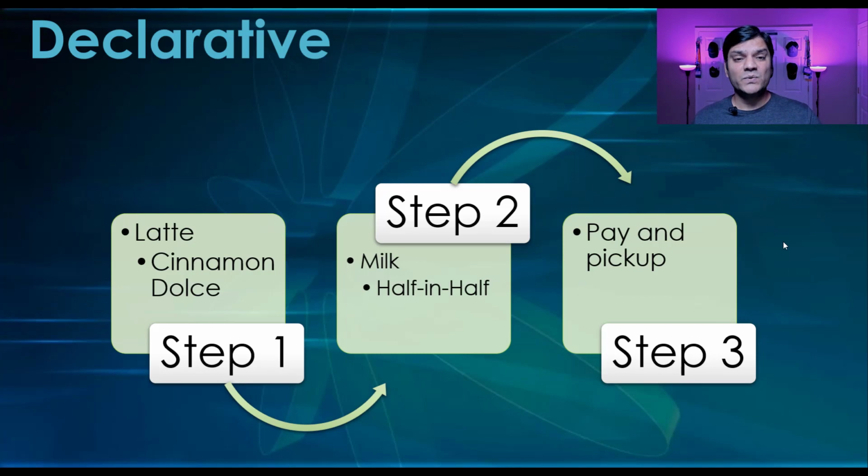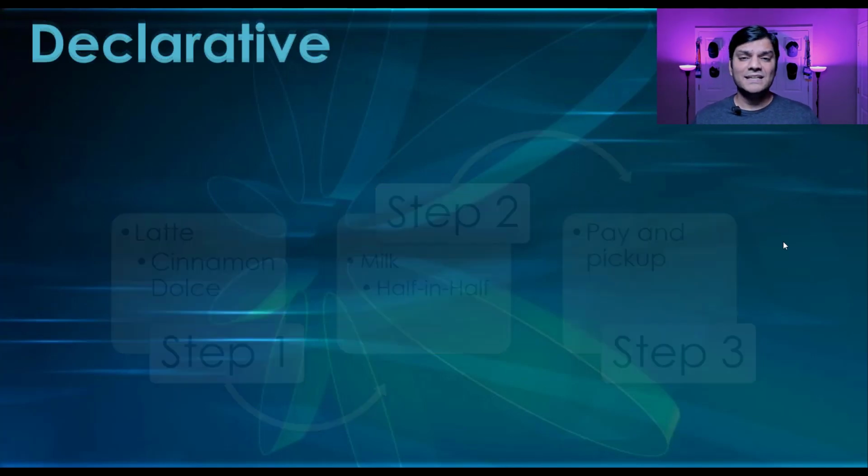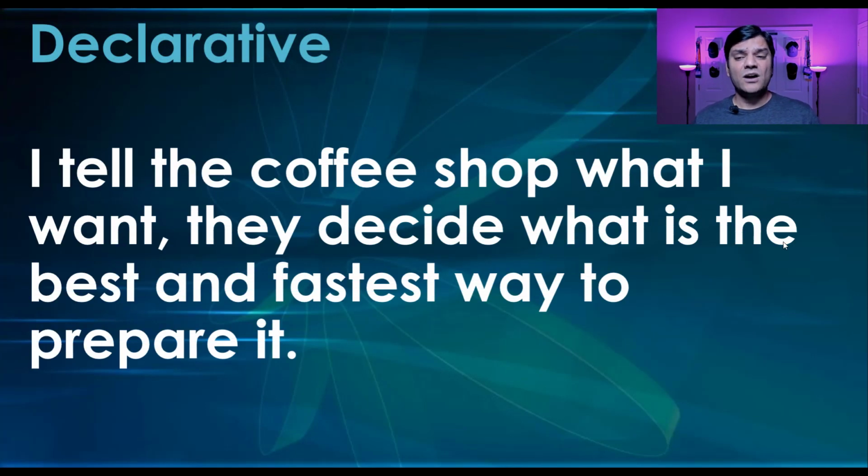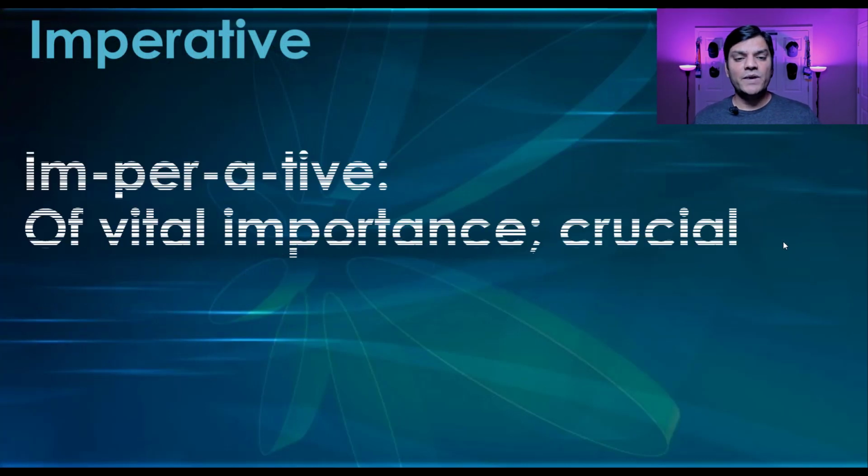That's just me going through a declarative process, which in this case is a coffee shop. So I tell the coffee shop what I want, and then they are the ones who decide what is the best and the fastest approach to prepare it for me. That is declarative. Now let's switch gears and look at it from an imperative standpoint.